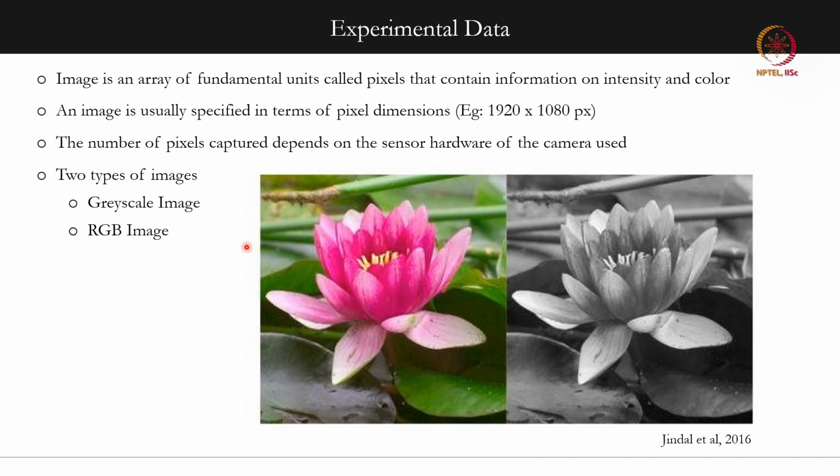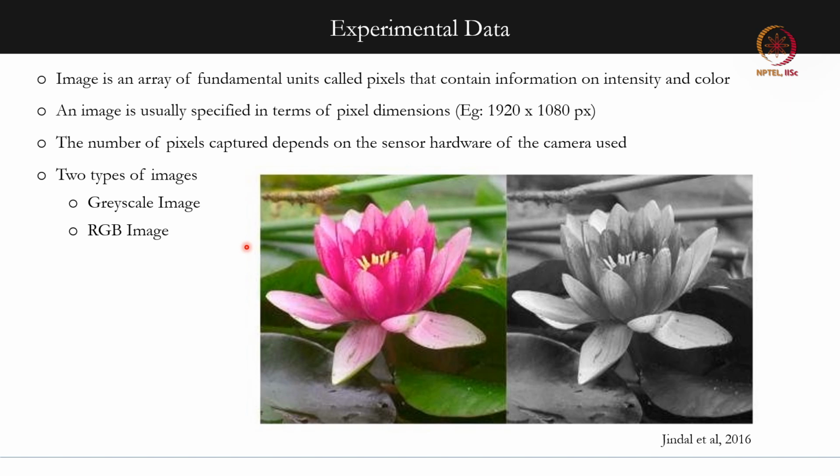Now that we have distinguished the different data types, let us look into how to process each of these data types individually. We'll start off with processing image data. Before that, let us look into what an image is.